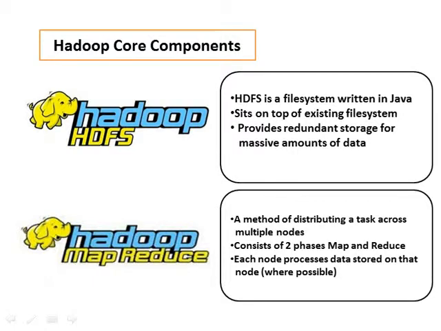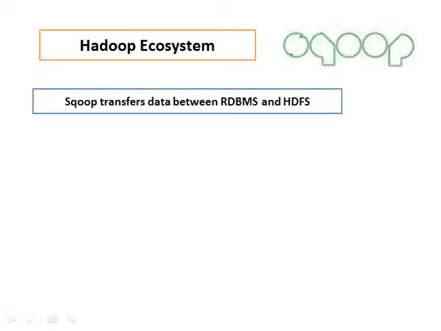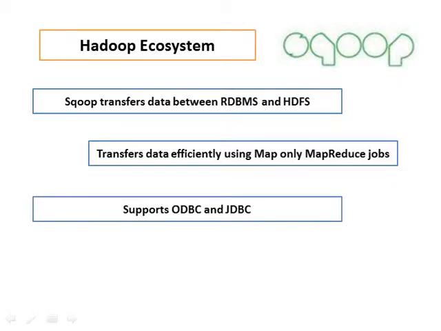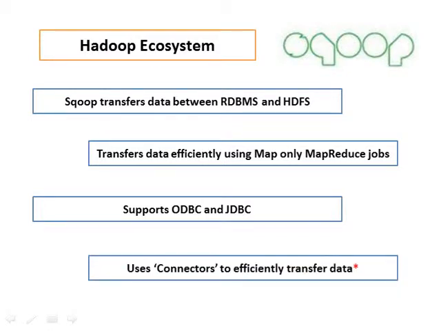MapReduce is a method for distributing tasks across multiple nodes. It consists of two phases, map and reduce. Each node processes data that's stored on that node. Sqoop transfers data between RDBMS and HDFS. Sqoop transfers data efficiently using map-only MapReduce jobs. Sqoop supports ODBC and JDBC. Sqoop also uses connectors to efficiently transfer data.